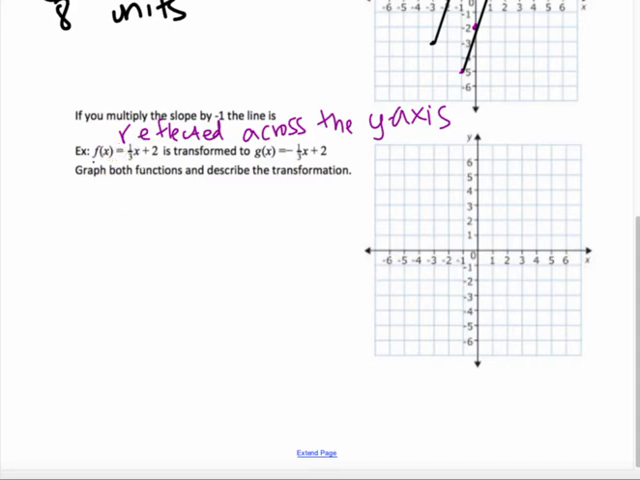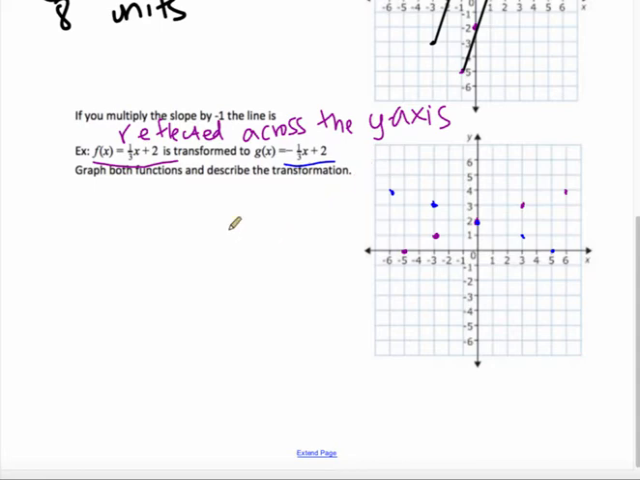So f of x is 1/3 x plus 2. Let's graph that. So I'm starting at 2. I'm going up 1 over 3, down 1 over 3. And then the other one is negative 1/3 x plus 2. So I'm still here at 2, but I'm going down 1 over 3 this way, or up 1 over 3 this way. 1, 2, 3. All right.